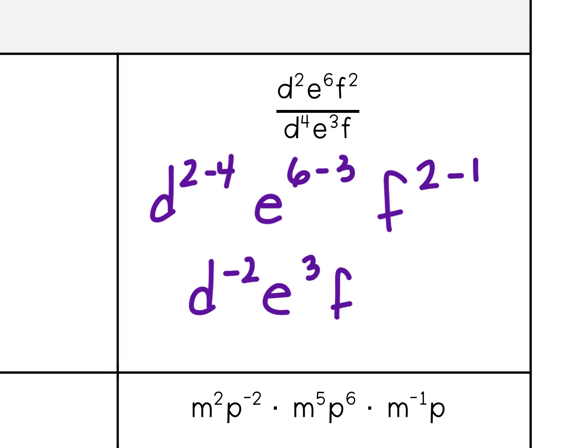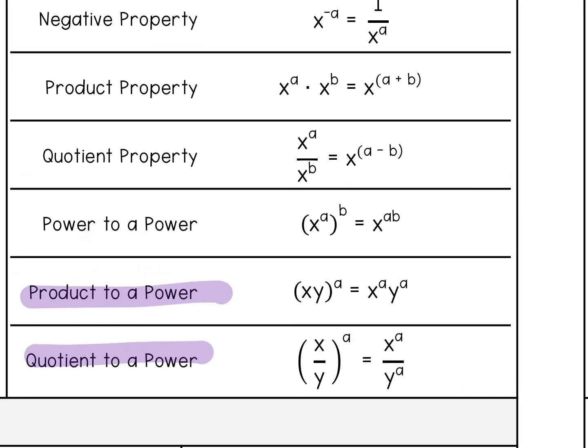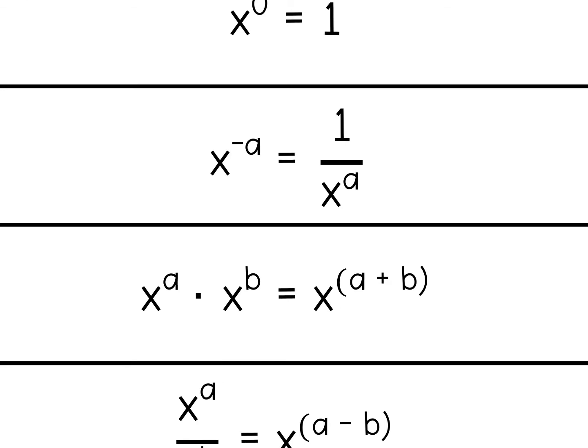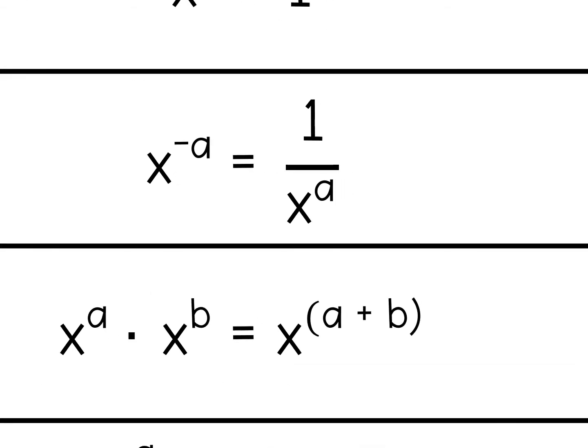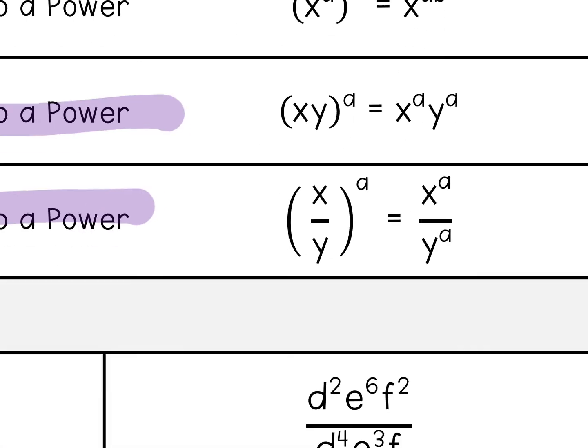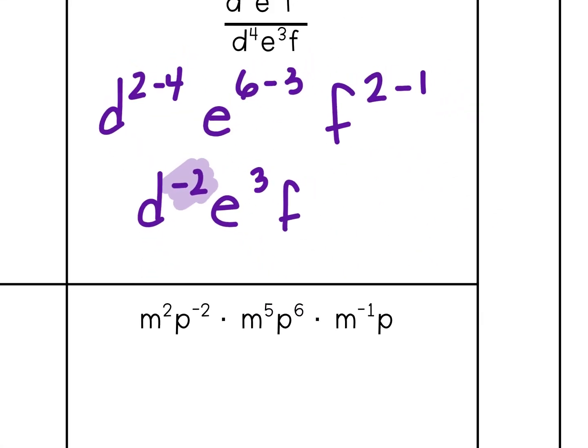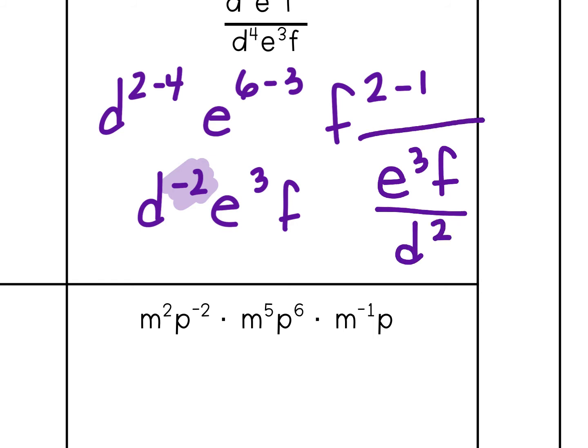So we're still not done yet because I have a negative exponent. That negative exponent, there is a rule for that. Whenever I have a negative exponent, I move it down to the bottom of the fraction and it turns positive. So here what I'm going to do is, since E and F are both positive, they get to stay on the top. But since D was negative, it goes to the bottom. That would be our final answer.